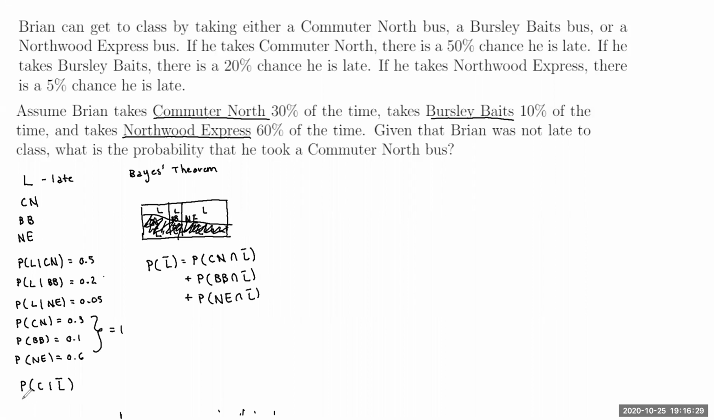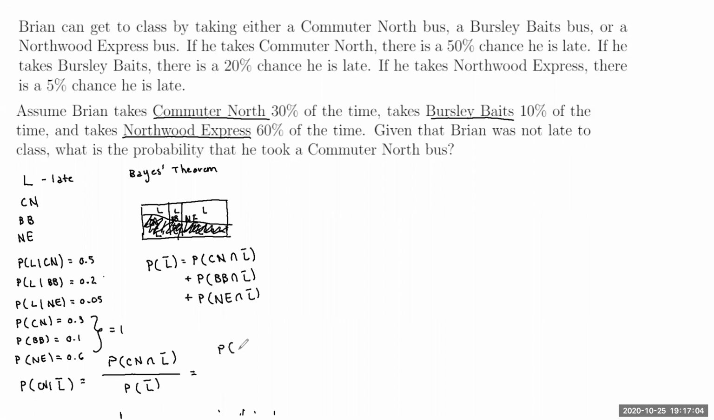If we write this out as a conditional probability, this would be equal to the probability of Commuter North and him not being late, divided by the probability of him not being late. I forgot the N there, this was supposed to be Commuter North. By the definition of conditional probability, we get this. Now we can take what we just learned and apply that to this problem.